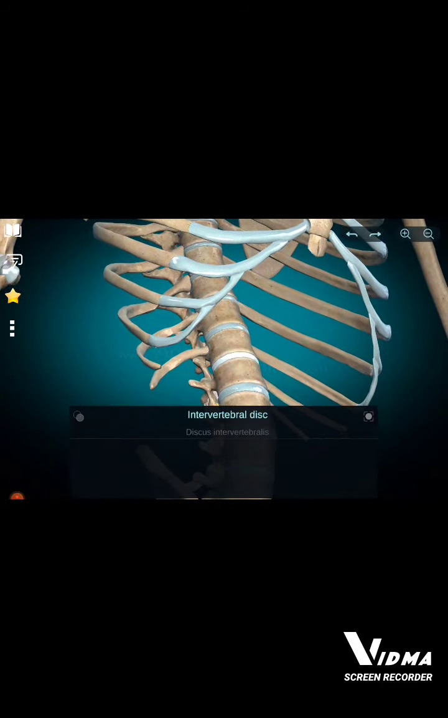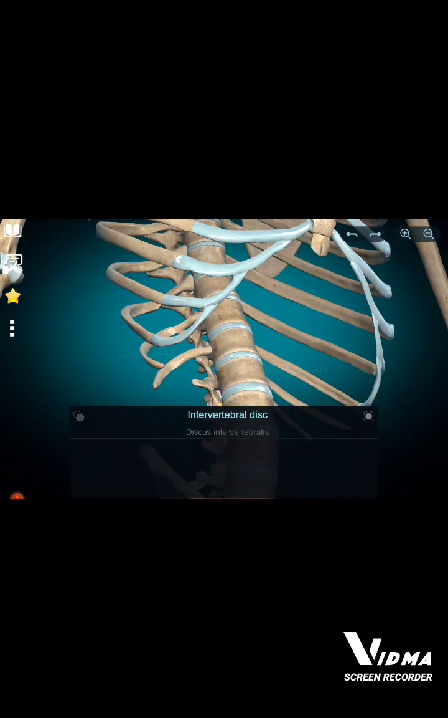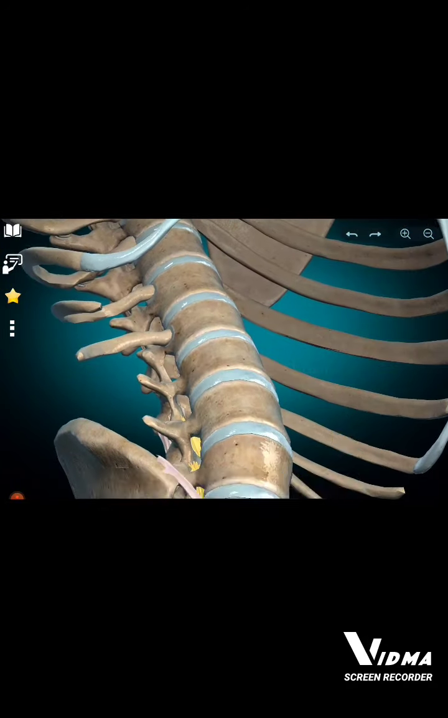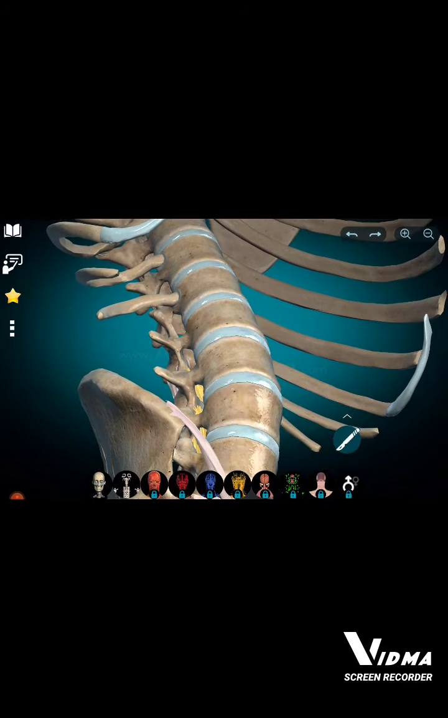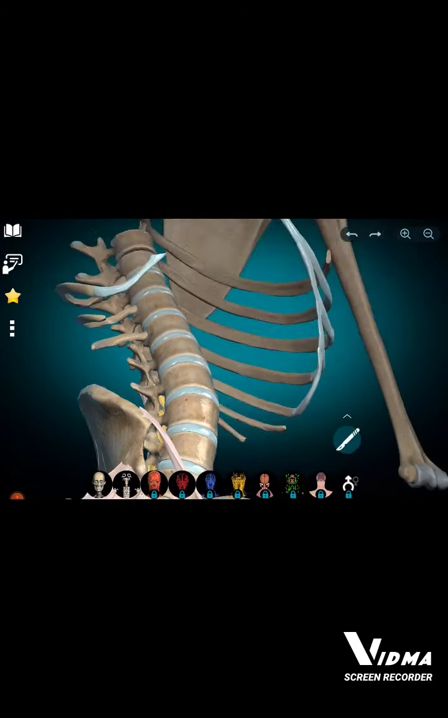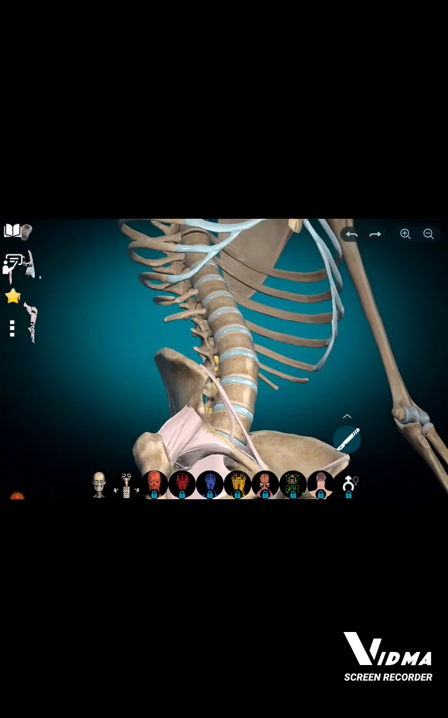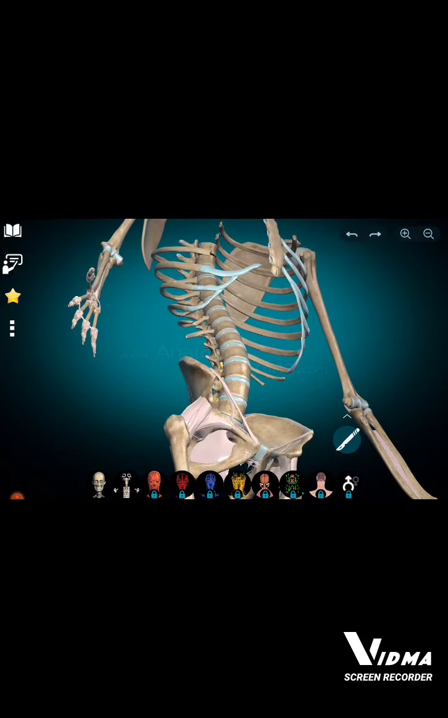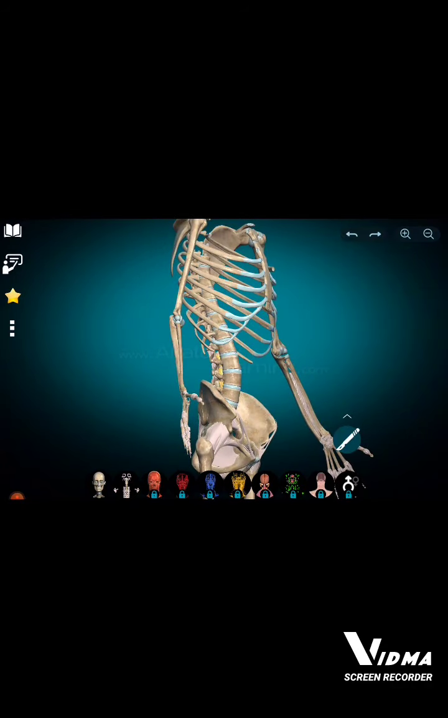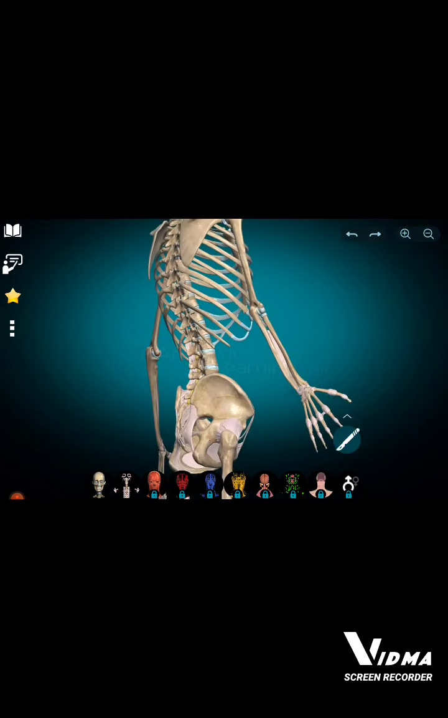Between the vertebrae, there is an intervertebral disc. This one is an intervertebral disc, made of cartilage. Due to the presence of this cartilage between adjacent vertebrae, there is a joint called a cartilaginous joint. Slightly movable joints are present between the vertebrae.